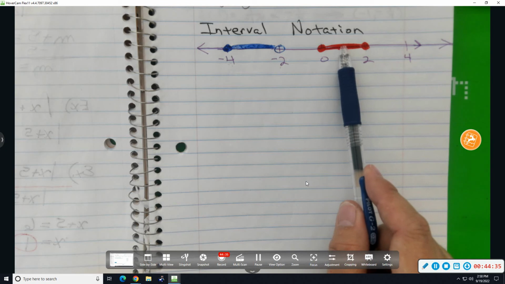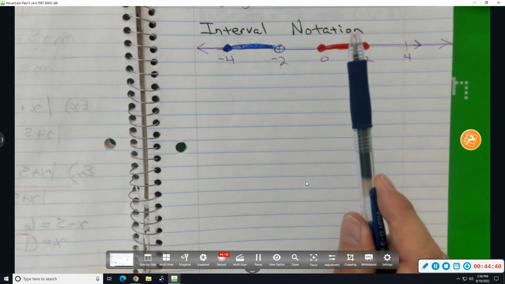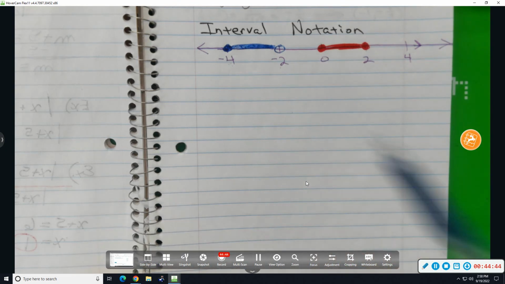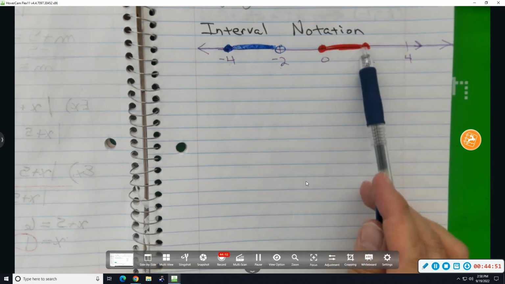You could say, well, there's 1, there's 1.01, 1.001, 1.0001. You could just keep on going on forever, sticking a 0 in before that last 1. That should convince you there are infinitely many numbers there in that interval.